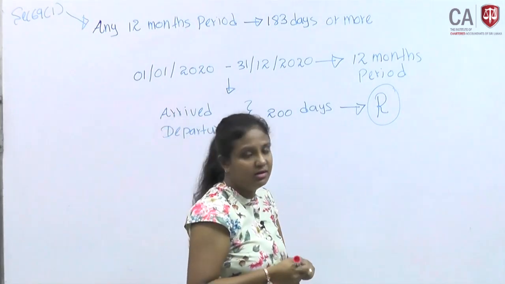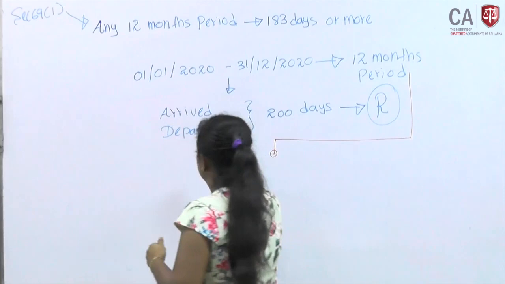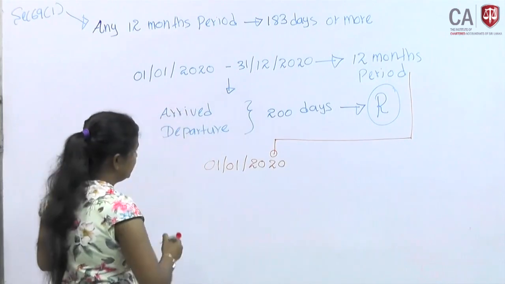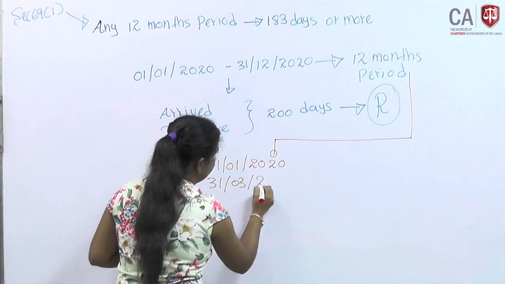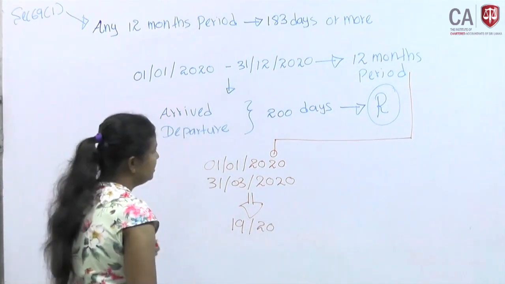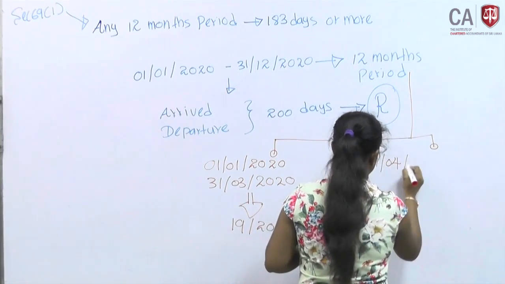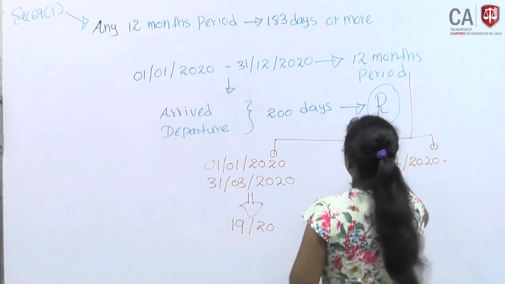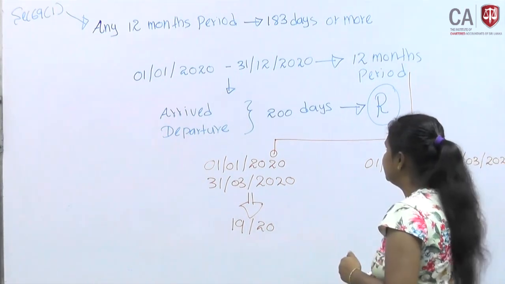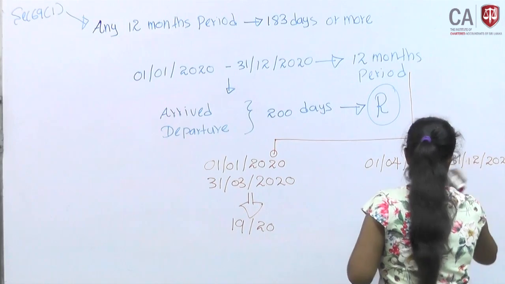This is a 12 months period. For our tax purposes, the period from 1st January to 31st March 2020 belongs to one particular year of assessment. For the tax purpose, it is 2019/20. On the other hand, from 1st April 2020 to 31st December 2020 is the next year of assessment.